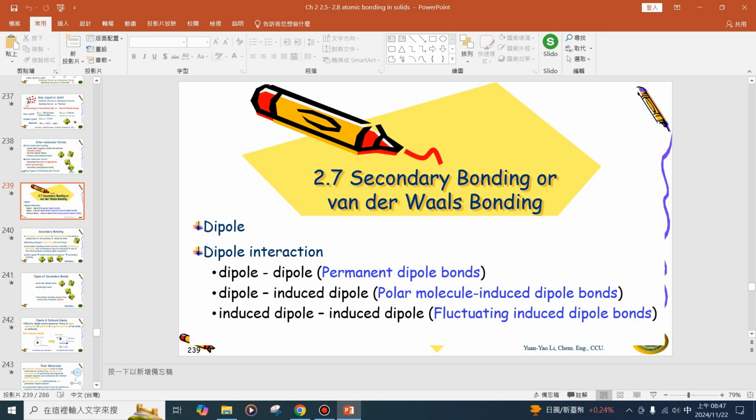And the example is a polar molecule with a non-polar molecule, right? So it's polar molecule induced dipole bonds. And the third one is induced dipole. We also call this fluctuating induced dipole bonds.